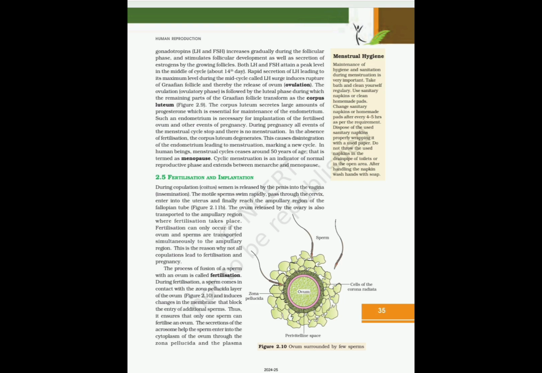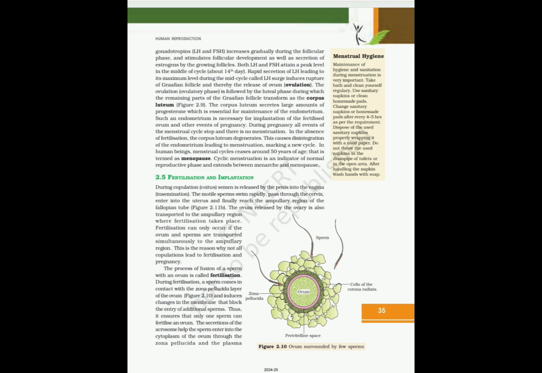Rapid secretion of LH leading to its maximum level during the mid-cycle, called LH surge, induces rupture of the Graafian follicle and thereby the release of the ovum, ovulation. The ovulatory phase is followed by the luteal phase, during which the remaining parts of the Graafian follicle transform into the corpus luteum. The corpus luteum secretes large amounts of progesterone, which is essential for maintenance of the endometrium. Such an endometrium is necessary for implantation of the fertilized ovum and other events of pregnancy.